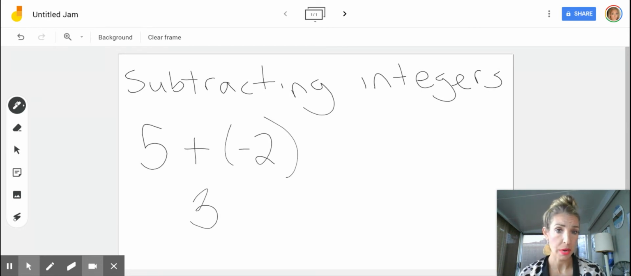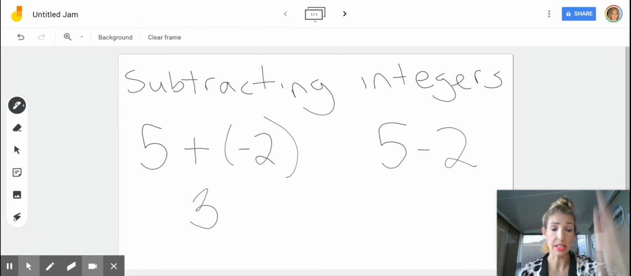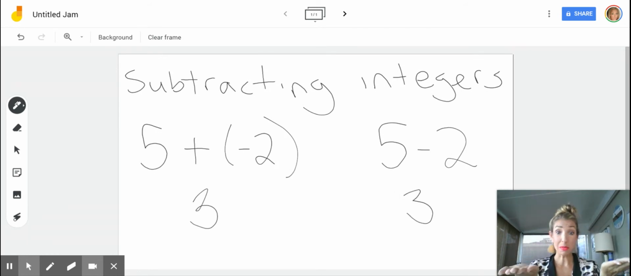Now, how can we write this problem still using the same digits, 5 and 2, and getting the same answer, 3, but maybe changing the signs a little bit? Well, think about it. 5 minus 2. We learned that in kindergarten. 5 minus 2, 1, 2, 3 is 3 as well. These two problems mathematically are the same thing. This is like saying you have a positive 5, adding a -2 is like taking a positive 5 and just subtracting 2. Mathematically, same thing.